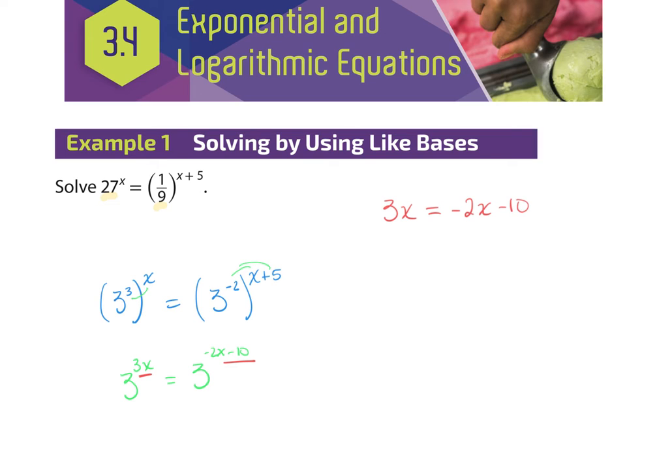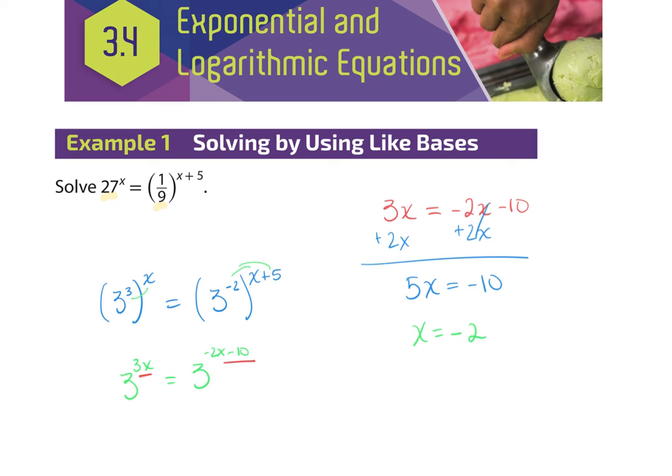And now I have a rather simple equation to solve. Move my x's over. I get 5x equals negative 10. And then divide both sides by 5. X equals negative 2. And that's my answer.